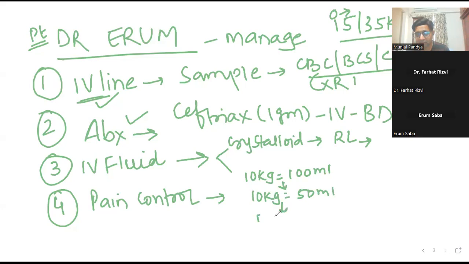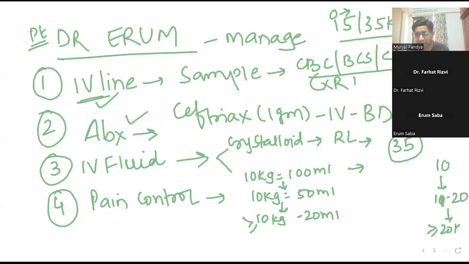So for this, please tell me here and I'll write down and calculate. So first 10 kg, yes sir. The patient has 35 kg. So can we divide it like this: first 10 kg, then another 10, then the rest? So 10 kg, then 11 to 20 kg. This is what you mean to say, right? And then more than 20 kg. Is it like this or something else? Any formula?